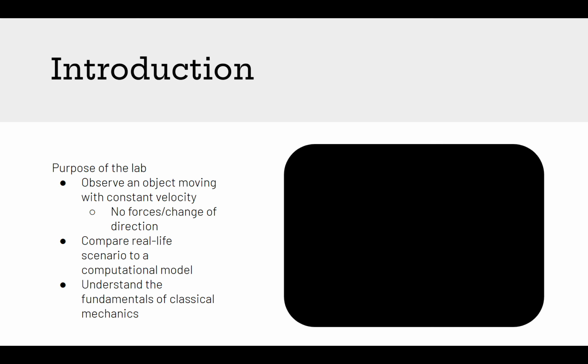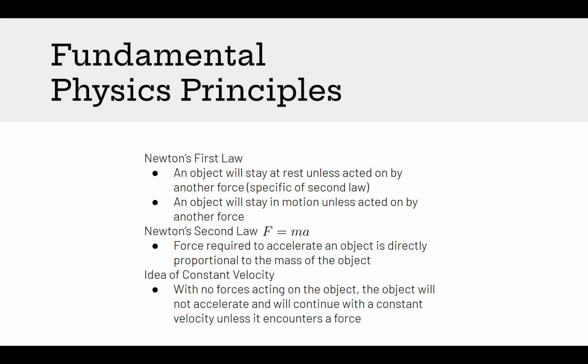Introduction. So, purposes of the lab. There's multiple purposes of this lab. First one is to observe an object moving with constant velocity, meaning no forces or change of direction. Another one is to compare a real-life scenario to a computational model online, which would help us understand the fundamentals of classical mechanics. Fundamental physics principles.